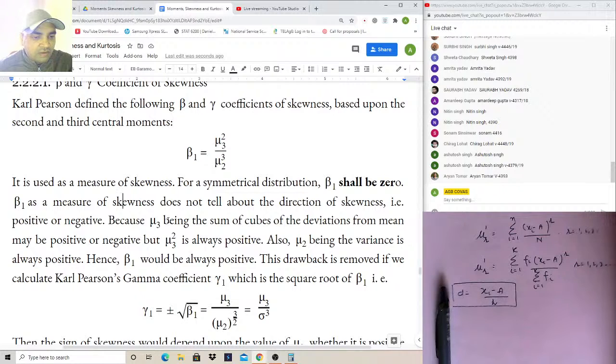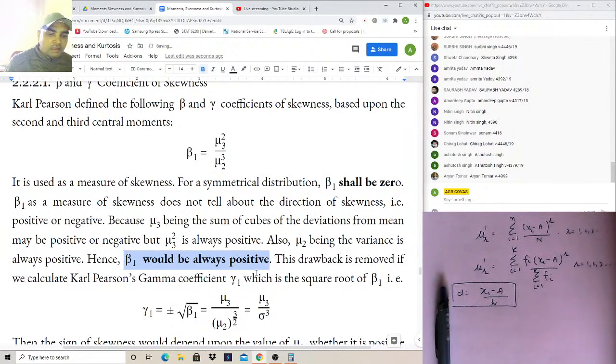Then beta 1 as a measure of skewness does not tell about the direction of skewness, positive or negative, because mu3 being the sum of cubes of deviations from the mean may be positive or negative, but when we square that positive or negative value, it will always be positive. And mu2 being the variance is always positive, so you make it cube, so this beta 1 will always be positive. So this is one of the drawbacks, that it will give you the magnitude but will not tell you the direction.